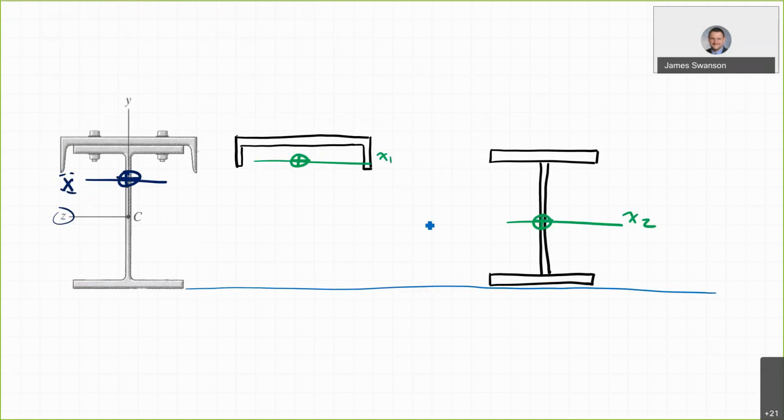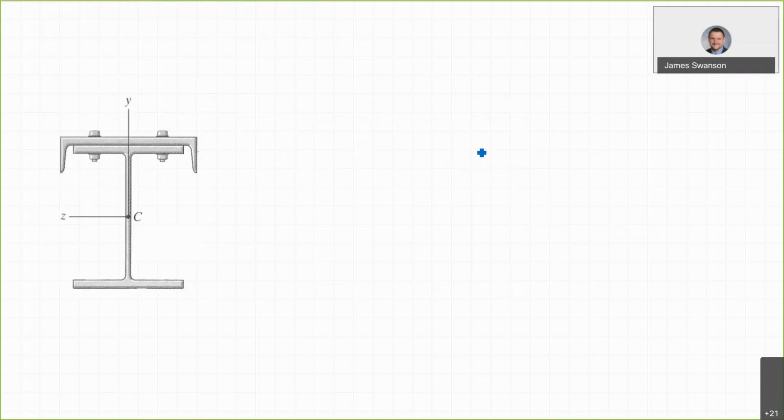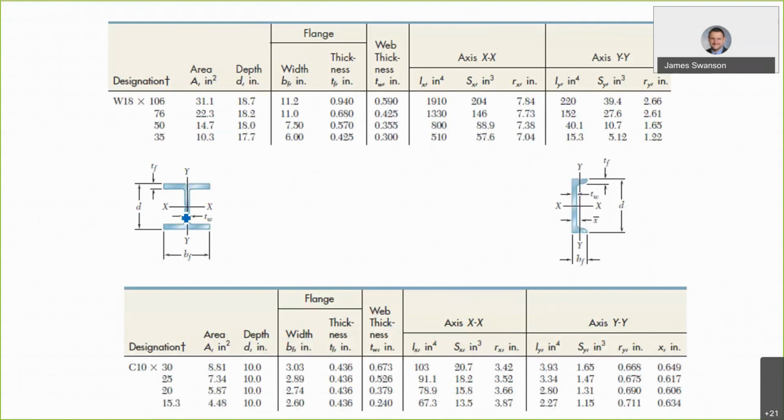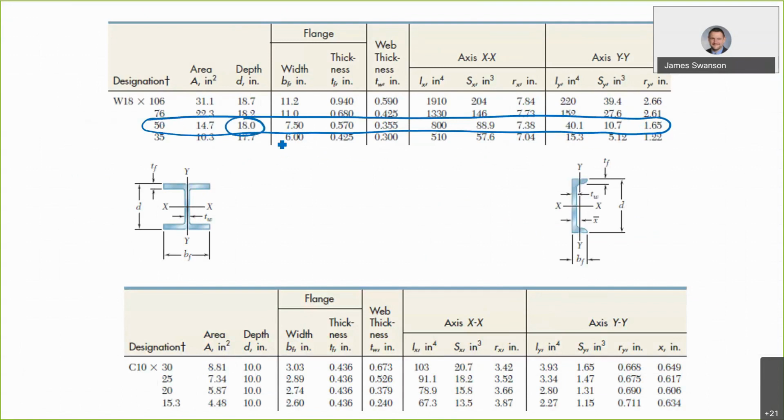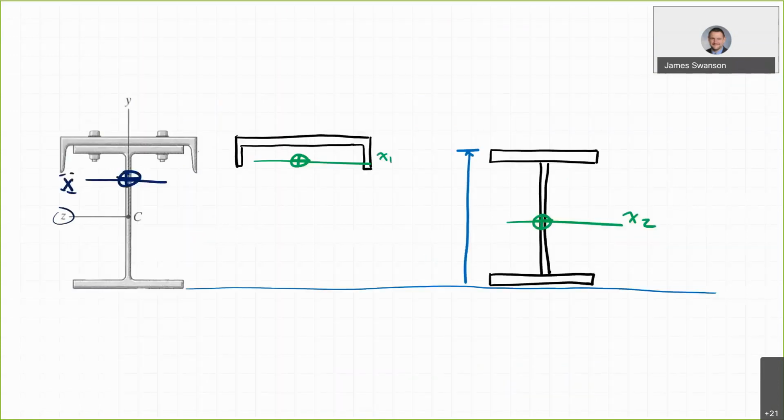All right. So what I'm going to do is go up to the top of this thing, and let me skip ahead a couple of slides and you'll see why in just a second. I have these properties tabulated. For the W shape, we're looking at a W 18 by 50, so we're looking at these properties here. The depth of that W 18 by 50 is 18 inches. Let me go back a couple of slides. Apologies for skipping around on you. There we go. So that is 18 inches like that.